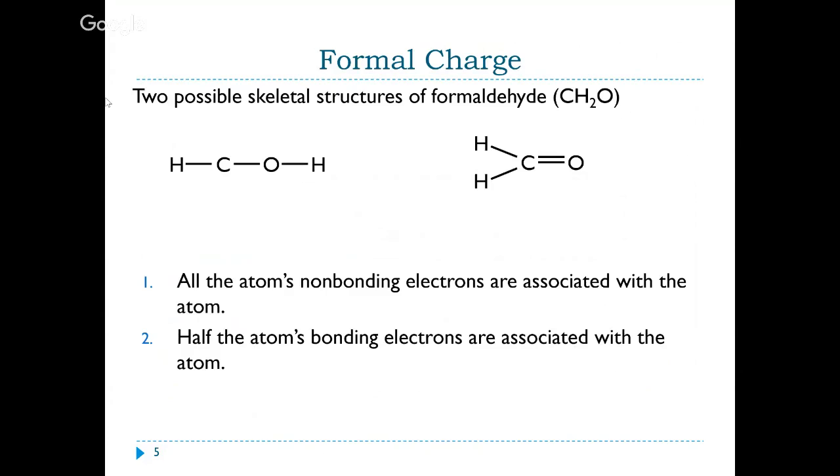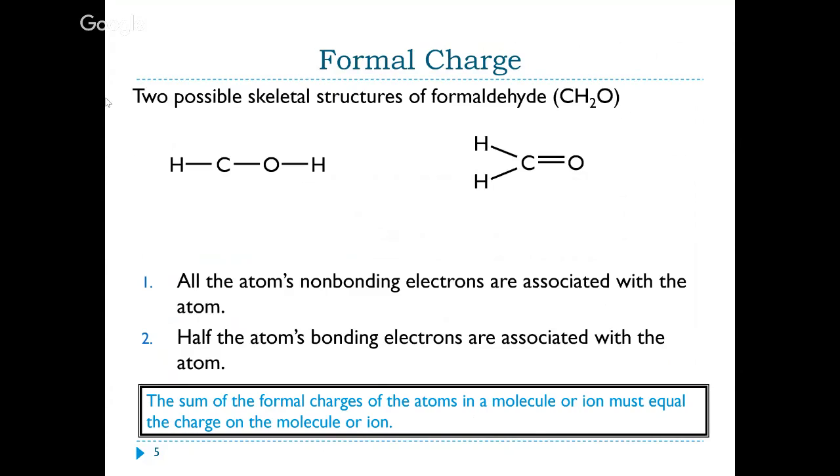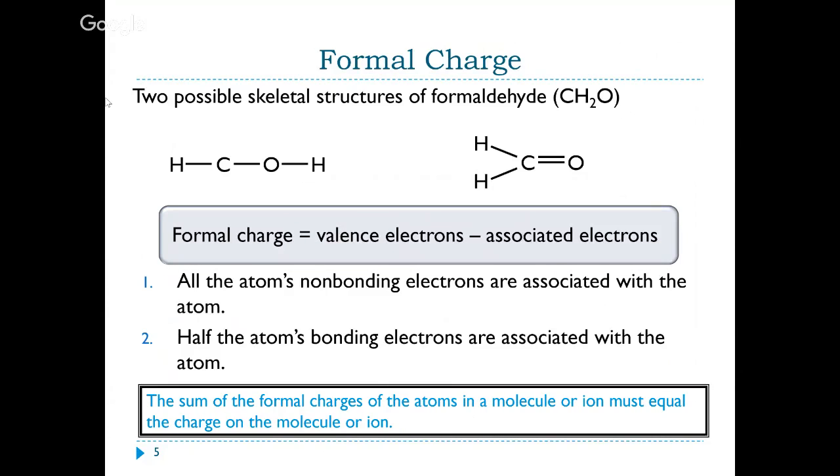So is it the structure on the left or the structure on the right? When we're looking at formal charges, we're looking at how many valence electrons an atom starts with, and then how many electrons are associated with it. All the atom's non-bonding electrons, i.e. lone pairs, are associated with it, and half of the atom's bonding electrons, i.e. the lines, are associated with the atom, right? So if you look at your number of valence electrons that you start with, you subtract the number of lines and you subtract the number of dots associated with that atom, you get your formal charge.